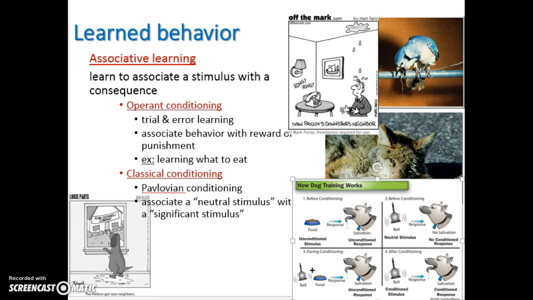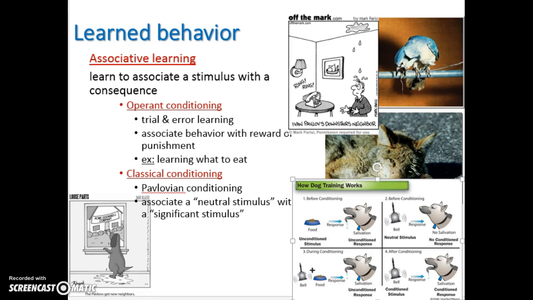When we think of learned behavior, we think of it as associative learning. So it's associating the behavior with something else. And we break up associative learning into two different types. The two classical types are classical conditioning, which is the Pavlovian conditioning that you've most likely heard of. Pavlov did his famous experiment with the dog and ringing a bell. That's classical conditioning. The other type is operant conditioning, which is more characterized by trial and error learning.